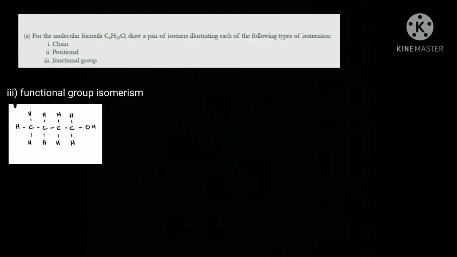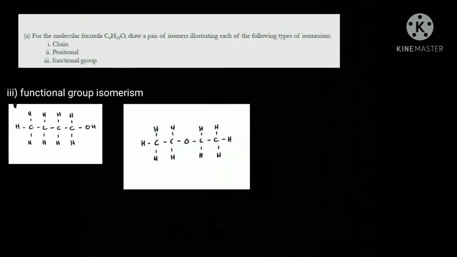Third is functional group isomerism, which is have different functional groups and belong to different homologous series. The general formula for alcohol is CnH2n+2O. Since ether has the same general formula as alcohol, C4H10O can be formed as ether.